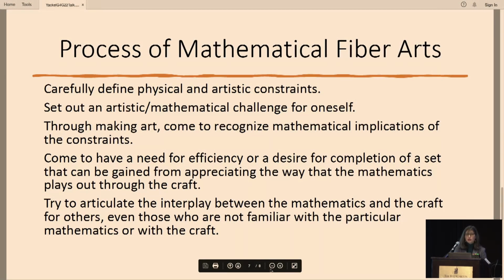So in other words, what I'm trying to tell you is the process of mathematical fiber arts works by carefully defining your physical and artistic constraints, setting out an artistic/mathematical challenge for yourself, and then doing a whole bunch of stuff. The physical process helps you realize what's going on mathematically. There's this magic part where you're like, oh my gosh, something's happening mathematically, and somehow you realize what that mathematical piece is, then you go learn about it and relate it to the fiber art.